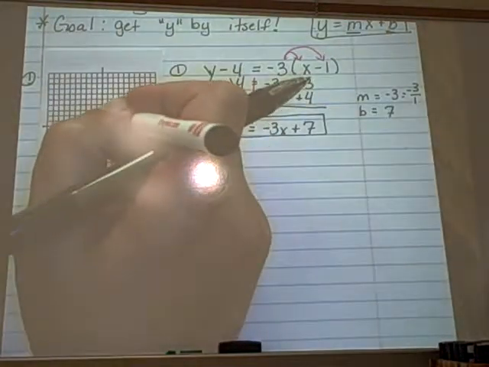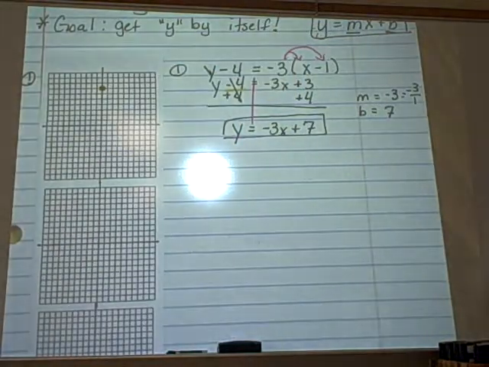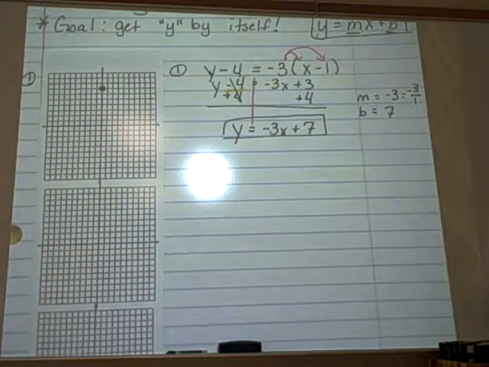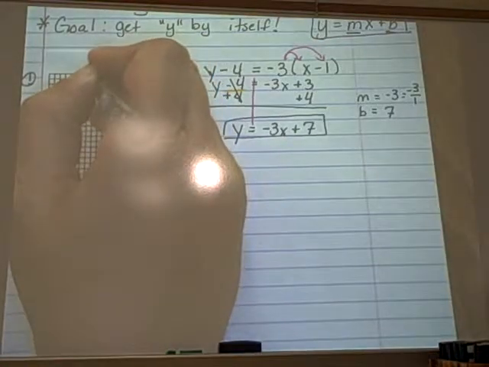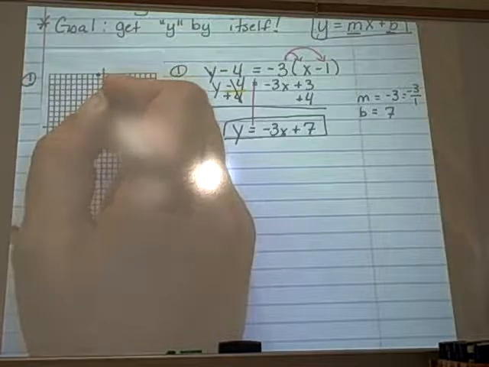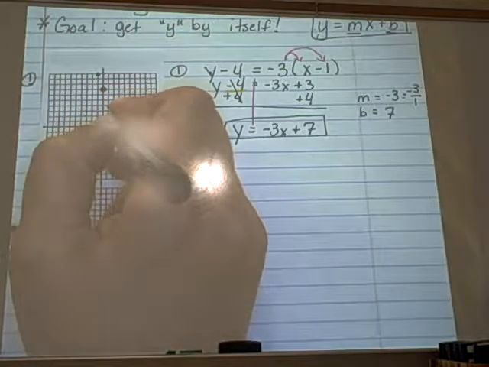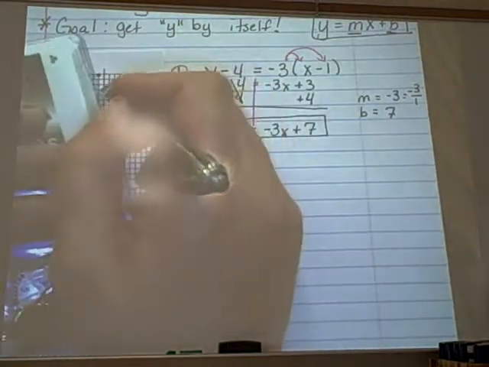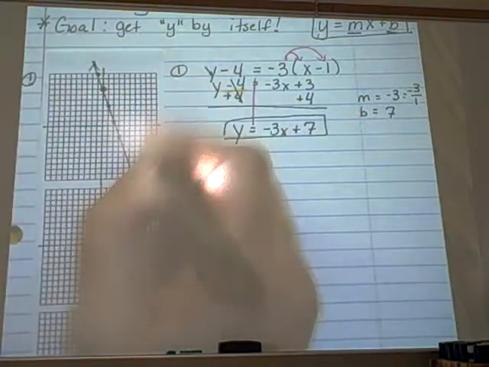So 1, 2, 3, 4, 5, 6, 7. And it's a negative slope, so it's going to lean this direction, like that. And it's up and down 3 over 1. So up 3 to the left 1. Or go back to your beginning point, go down 3 to the right 1. Every time you do that, you hit the same line.